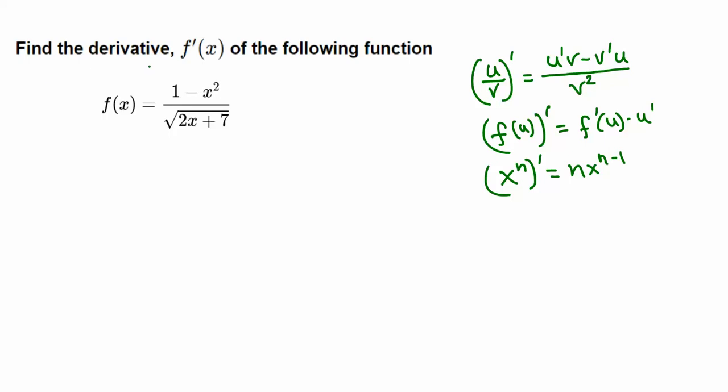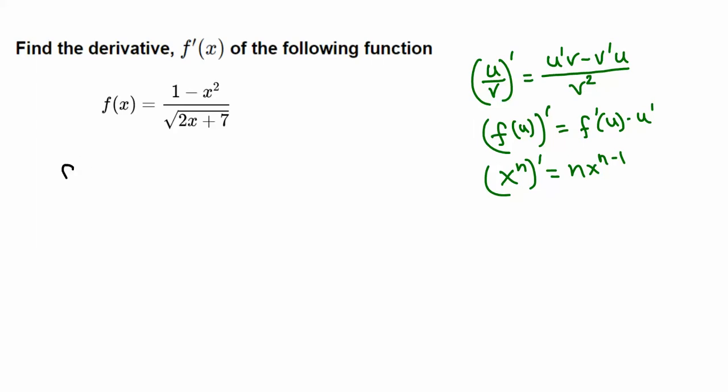Find the derivative of the following function. f(x) equals (1 minus x squared) over the square root of 2x plus 7. So basically we have a function divided by another function, a quotient of two functions. So we need to use the quotient rule of derivatives.